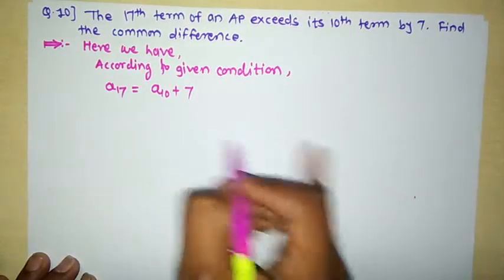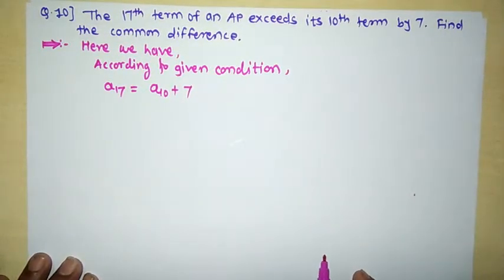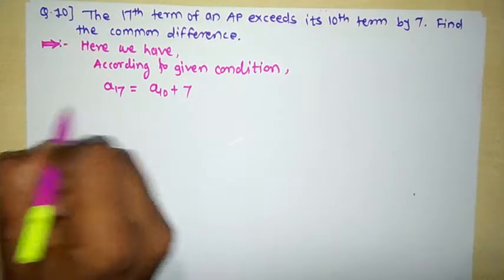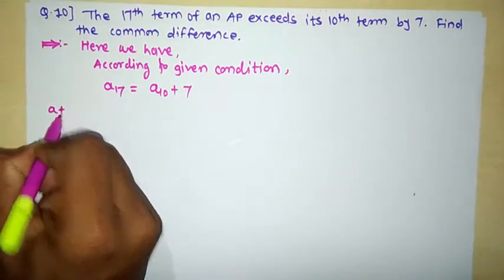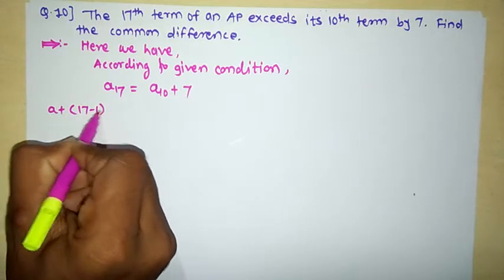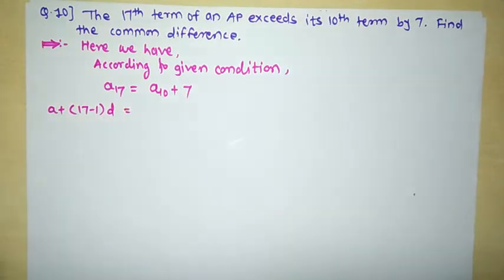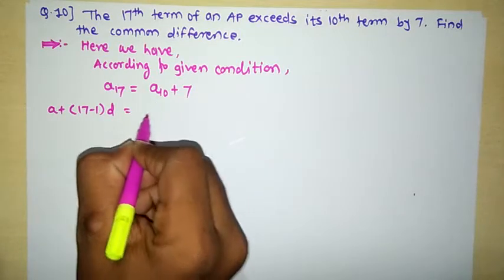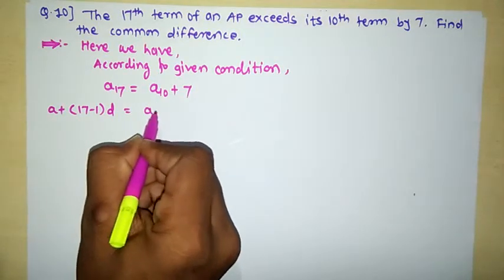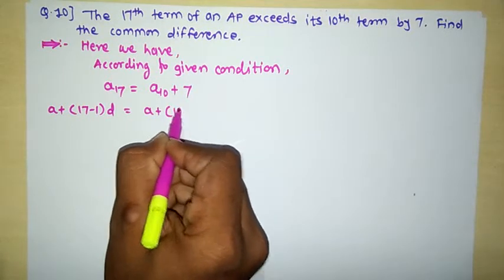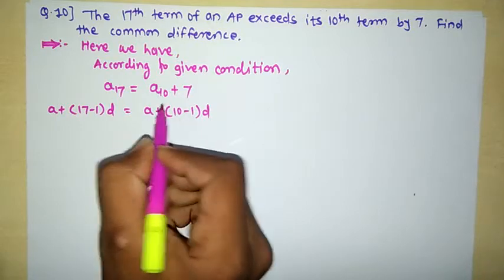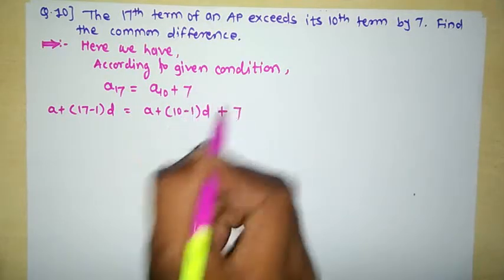Now tell me friends, can we write the formula for A17? Yes. A17 can be written as A plus 17 minus 1 into D. All agree with this? Now what is the formula for A10? The formula for A10 is A plus 10 minus 1 into D. That is the formula for the 10th term, plus 7 as it is.